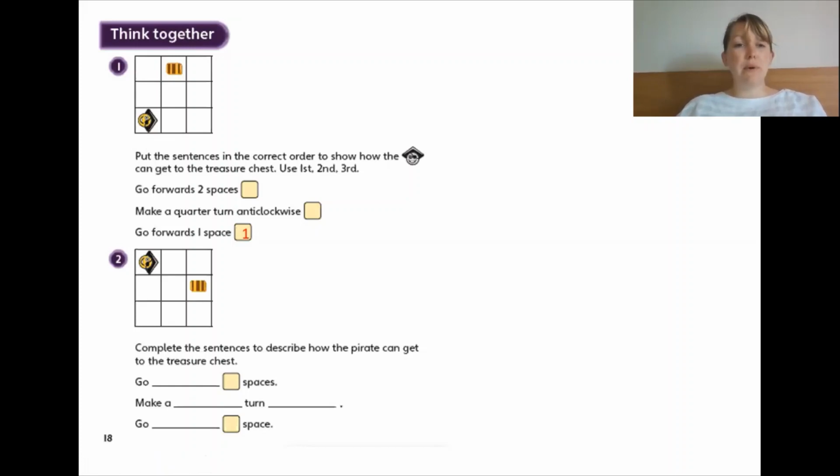So which one next? Well, if he goes forward 2 spaces from here, that's wrong. He's going to have passed the treasure. So I know that the next one is make a quarter turn anti-clockwise. So then my pirate will still be in this box, but his hat will be pointing towards the treasure chest. So finally, he has to go forward 2 spaces and he will reach the treasure.